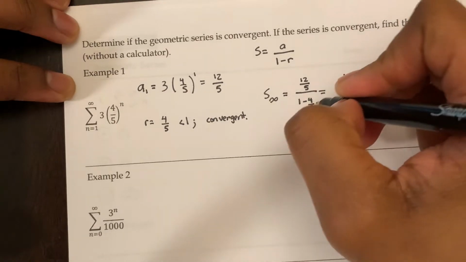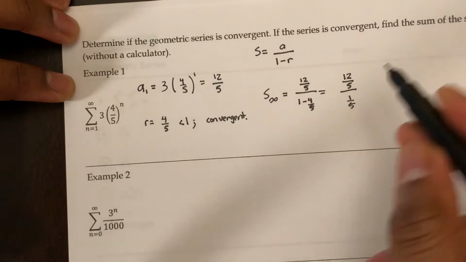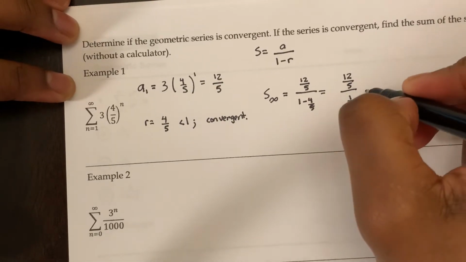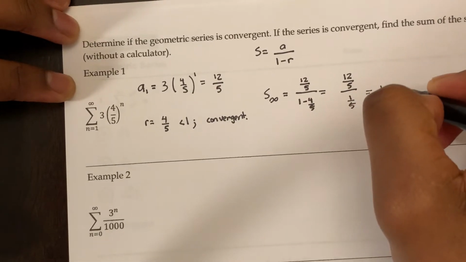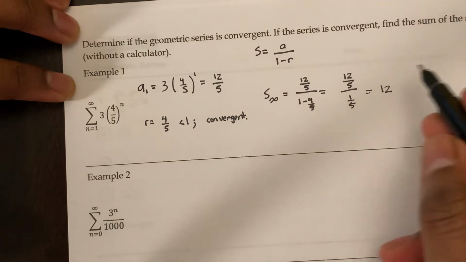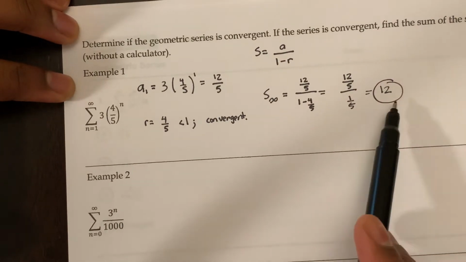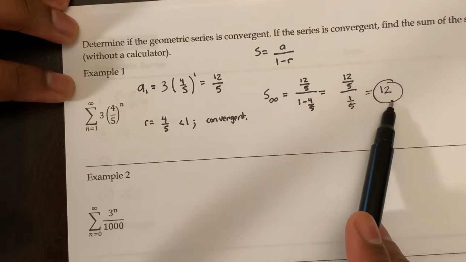12/5 over 1 minus 4/5, which is 1/5. And so you can cancel the 5s out and you'll just get 12, or you have 12/5 times 5 over 1, which is still going to be 12. Either way, out to infinity, this sum is going to equal 12.